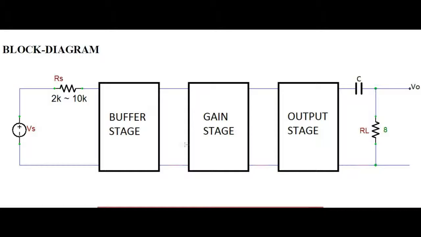So here's a basic block diagram. We have a buffer stage. This stage will be a common collector setup with a BJT for very high input impedance. The gain stage, which will consist of two common emitter BJTs that will provide adequate gain, and we have an output stage that will provide very low output resistance.